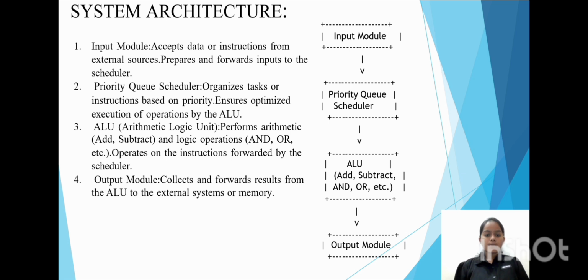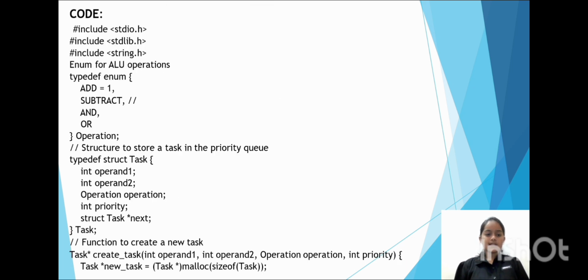Next, ALU. ALU means arithmetic logical unit. It performs arithmetic operations, meaning add or subtract, and logic operations, meaning and or etc. It operates on the instructions forwarded by the scheduler. Next, the fourth one, output module collects and forwards results from the ALU to the external systems or memory. Next, let us discuss one simple code.